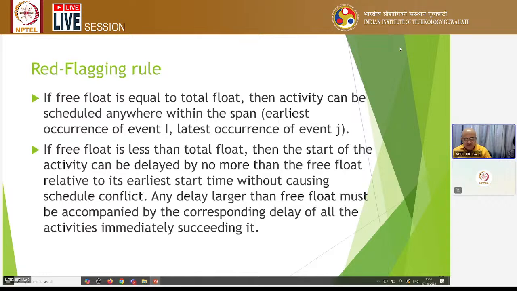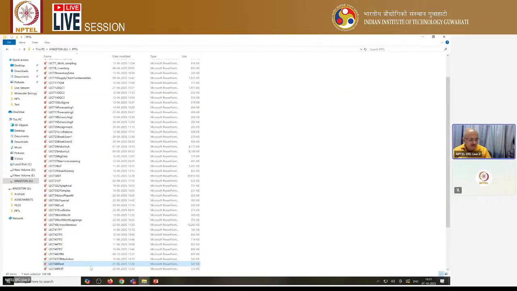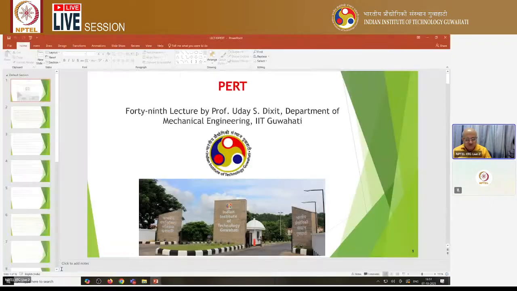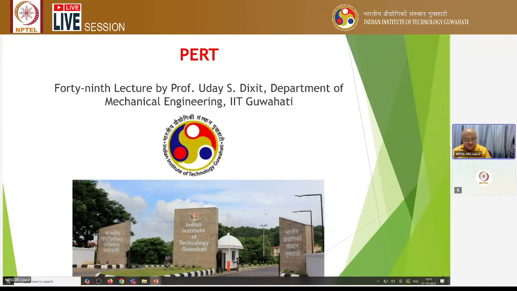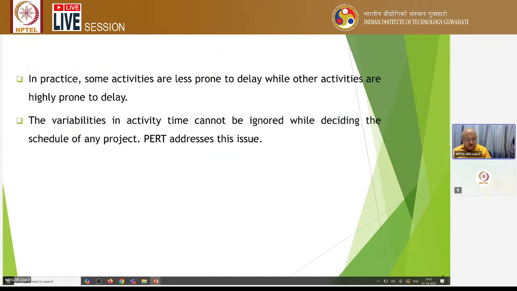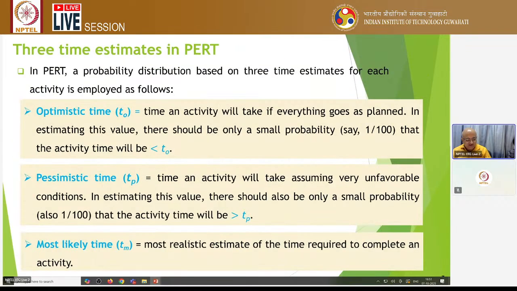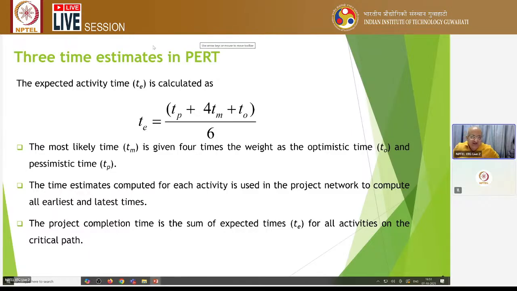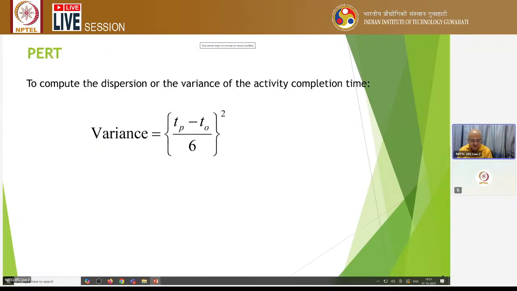This is the thing that we have discussed. The next part is the probabilistic approach. That means it is just like CPM, but first of all you make the estimates. Somebody will give three time estimates. That means he will give the most likely estimate, the pessimistic estimate, and also the optimistic estimate, and the expected time is (TP + 4TM + T0) divided by 6. So that is this one.